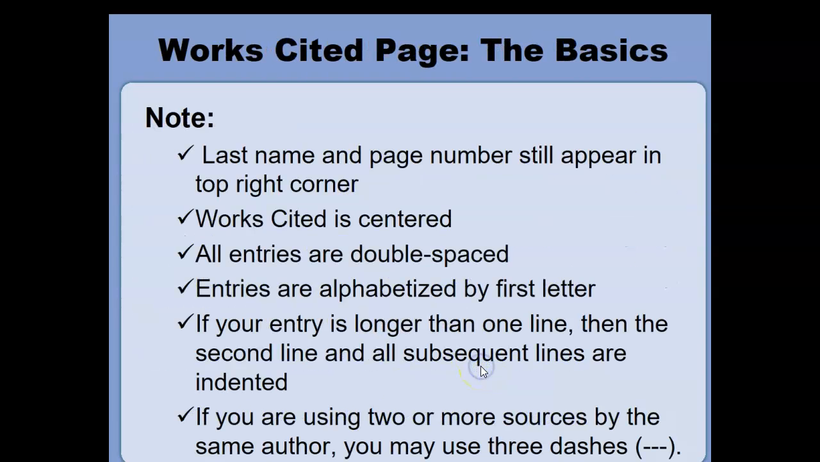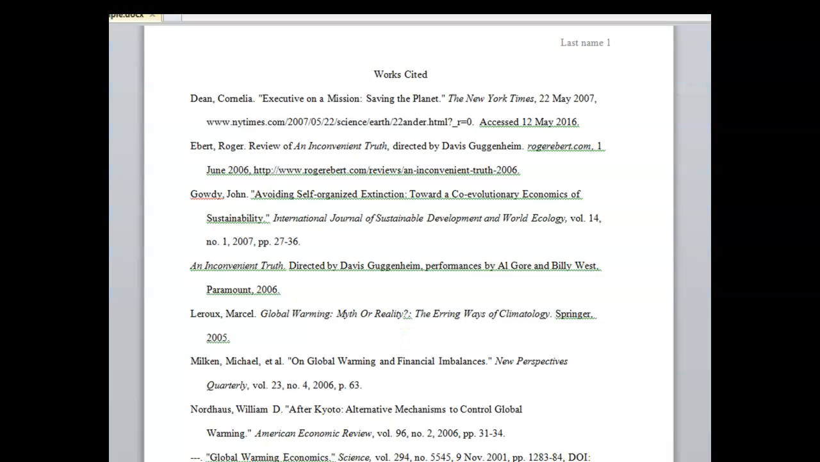Okay? So these are just the basics, and you can get this from the Purdue OWL, so I'm not going to go too much into this. But basically on your paper, your last name and page number still appear at the top right corner. When you write works cited, it's centered, not bolded, not italicized, not underlined. The entries are in alphabetical order by the first letter of the entry. We'll talk about that. And then this one is really important, and we'll talk about it more, but you'll use a hanging indent. That means the second line and every line after it is indented. Okay, and I want to show you what this looks like.